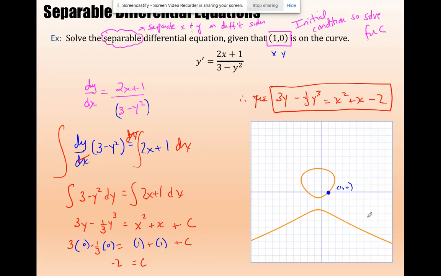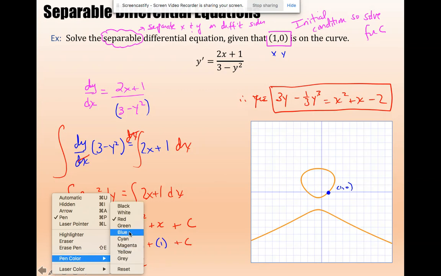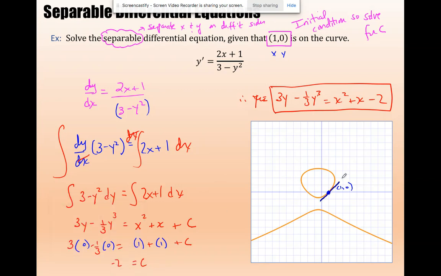I'm done. Now notice again what this says. What are you doing? They gave me the point 1, 0. There's its tangent line. You know what the slope of that tangent line is? 2 times 1 plus 1 over 3 minus 0 squared, right? Into the derivative, put 1 and 0. 2 plus 1 is 3. 3 minus 0 squared is 3. This slope is 1. Right? And you can kind of see it looks like 1, right? Up 1 over 1, up 1 over 1.